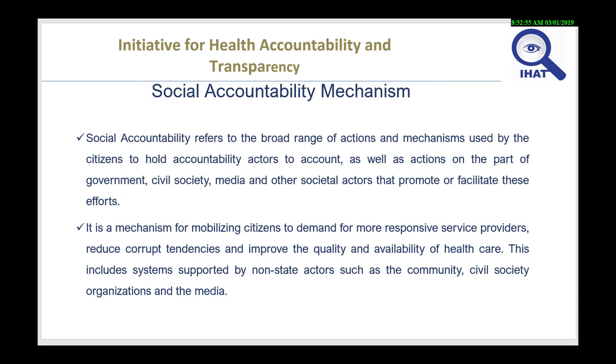The last but not the least, but very key and very important, is social accountability. It refers to the broad range of actions and mechanisms that are used by the citizens, by the public, to hold accountability actors to account, as well as actions on the part of government, civil society, the media, and other society actors that promote or facilitate these efforts. It is a mechanism for mobilizing citizens to demand more responsive service providers, to reduce corrupt tendencies, and to improve the quality and availability of healthcare. This includes systems supported by non-state actors such as the community, civil society organizations, and the media.